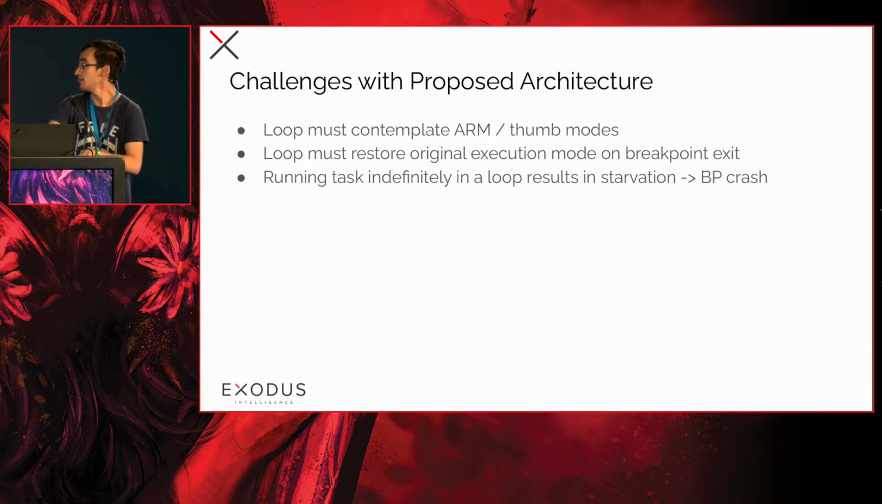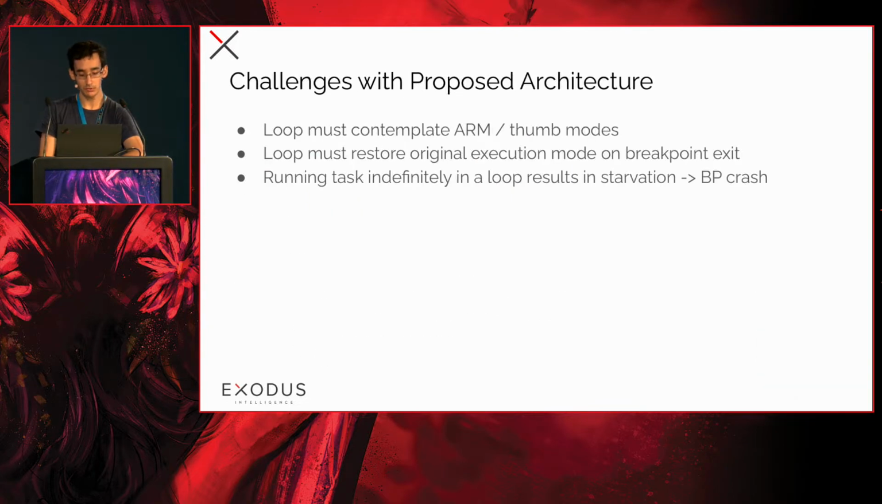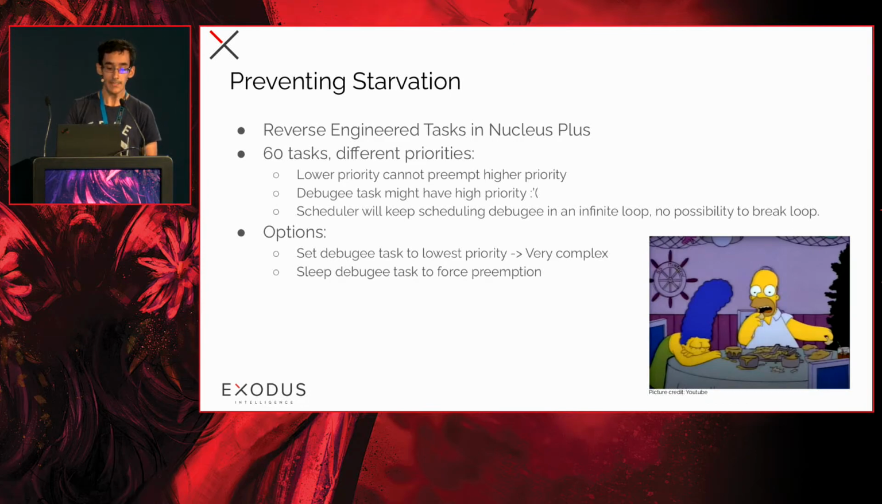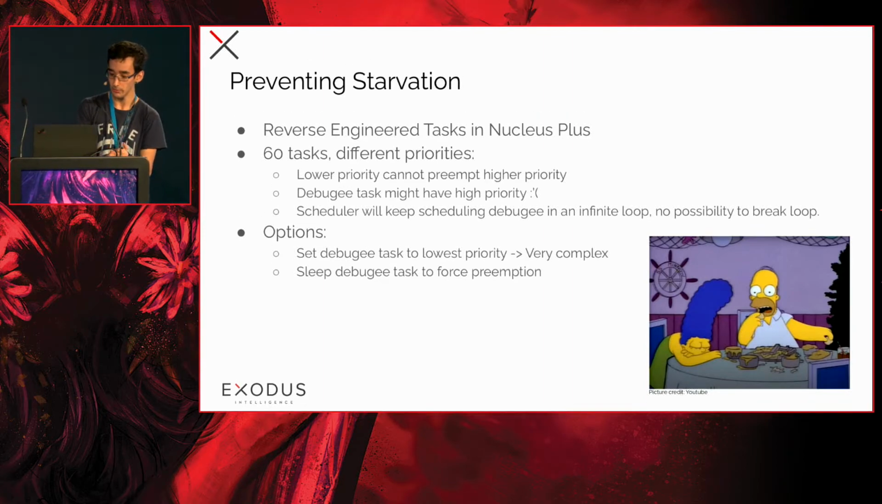On top of that, if we're running our task indefinitely in an endless loop, this is going to result in a starvation scenario, which eventually results in a baseband crash, so we need to avoid this somehow. To prevent starvation, I had to reverse engineer the tasks running in Nucleus Plus in this MediaTek baseband firmware, and I found that there are 60 tasks of them. The way it works is that lower priority tasks cannot preempt higher priority. So if there's a high priority task running, it cannot be kicked out by a lower priority task.